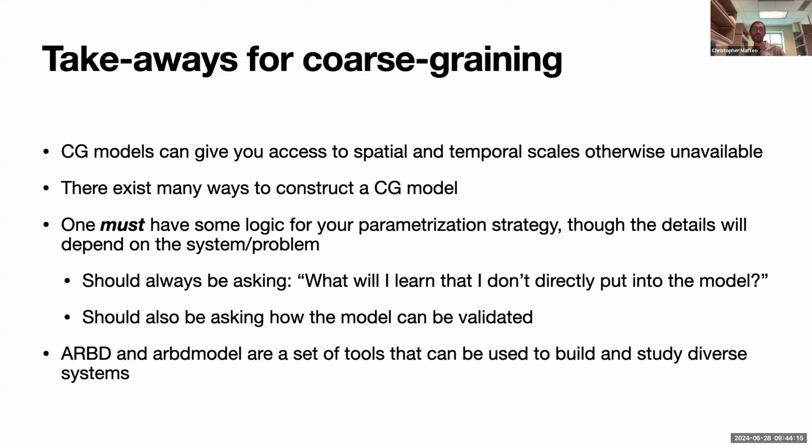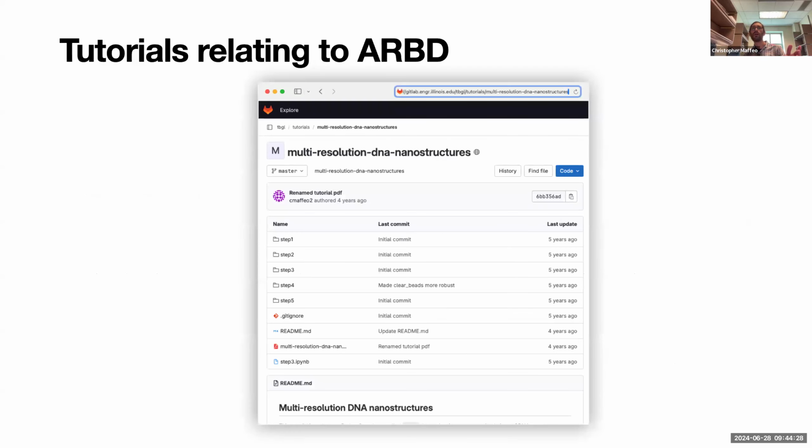Generally, you want to validate your results against available experimental data. And then there are many tools. ARBD and ARBD model are a couple of them that are available to you if you're interested in going down the coarse grain modeling rabbit hole. We have a tutorial, and we also have a tutorial about modeling DNA nanostructures. I don't really have time to talk too much about this tutorial at this point, so I will skip ahead.